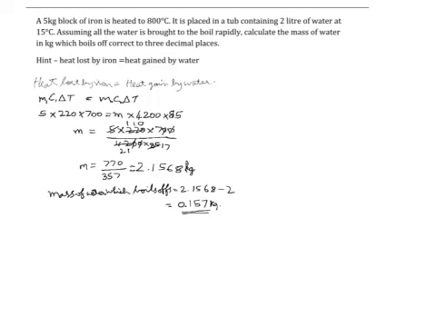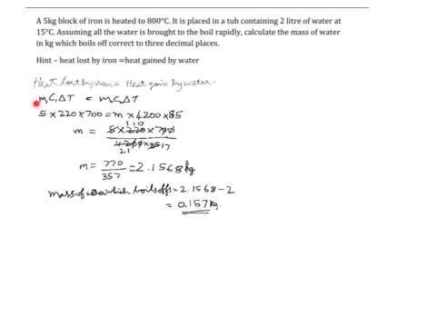Okay, Suraj, so let's read off the question first. A 5 kg block of iron is heated to 100 degrees Celsius. It is placed in a tub containing 2 liters of water at 15 degrees. Assume all the water is brought to a boil rapidly. Calculate the mass of water in kg which boils off, correct to 3 decimal places. And you've been given a hint: heat lost by iron equals heat gained by water.